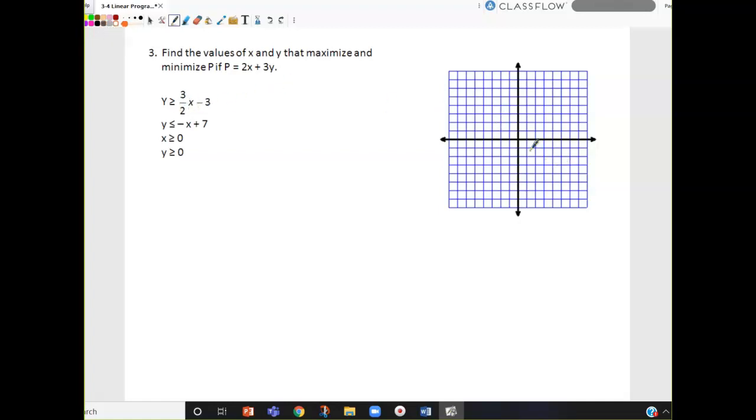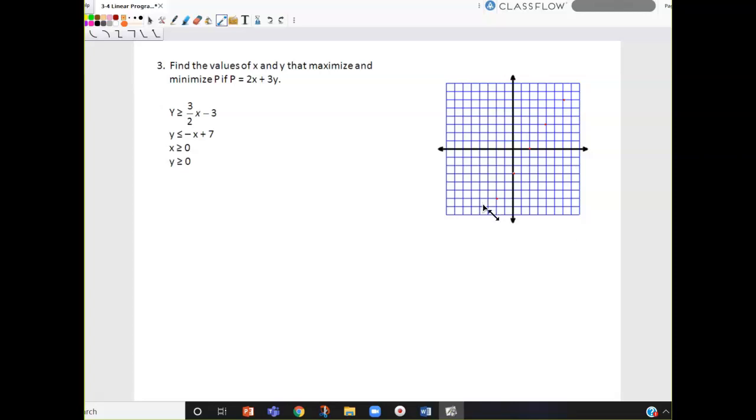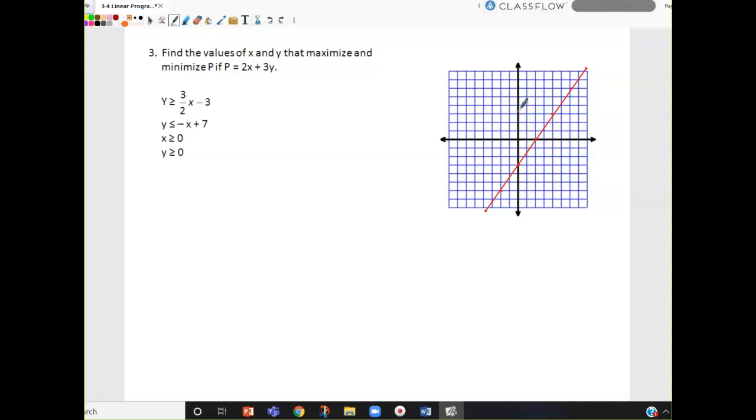So we'll plot the point -3, and then use our slope of up 3 over 2. The line in this case will be solid. And then we will plot our additional point at +7, and then a slope of -1. This line is also solid.